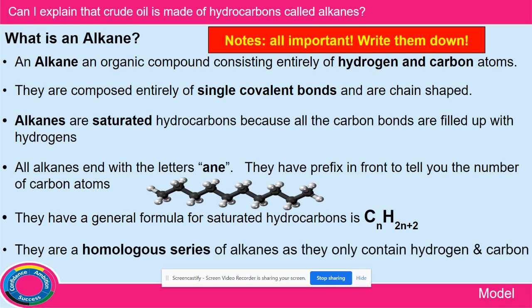So these alkanes are saturated because their carbons are full of hydrogens, or they're connected to other carbons, and there's no spaces at all, no double bonds, nothing you can put in, and all alkanes end in ANE to tell you this fact. They have a general formula, CnH2n+2. This means there's twice as many hydrogens plus 2 as there are carbons.